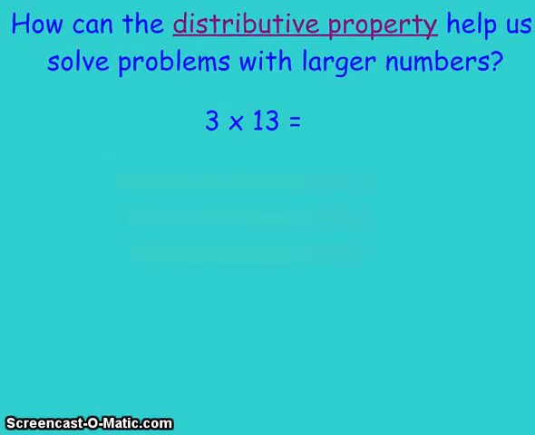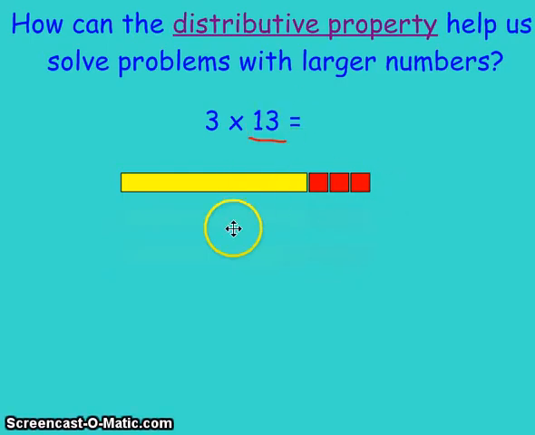Now, here's where the fun begins. How can the distributive property help us solve problems with larger numbers? We already know that 13 is a 10 and 3 ones. So now I can use that to help me multiply. When I want to multiply 3 times 13, I'm thinking about that 13 as a 10 and 3 ones. But now I have three groups of 10 and 3 ones.